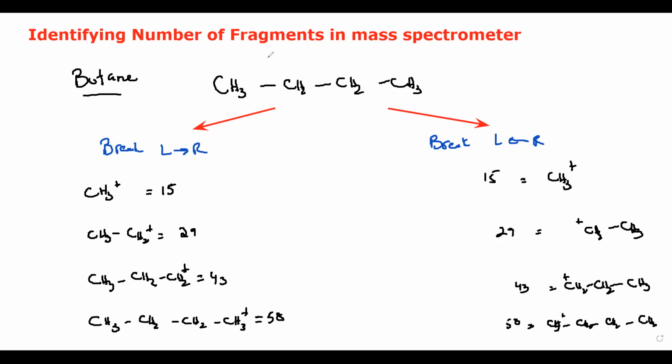Sometimes they ask for the total number of peaks. So how many peaks will you get? You will get a peak at 15, a peak at 29, a peak at 43. The common ones we always write at once. So we'll get peaks at 15, 29, 43 and 58. Is it clear? That was the first example: how to identify the number of peaks in the mass spectrometer when the molecule breaks down into fragments.